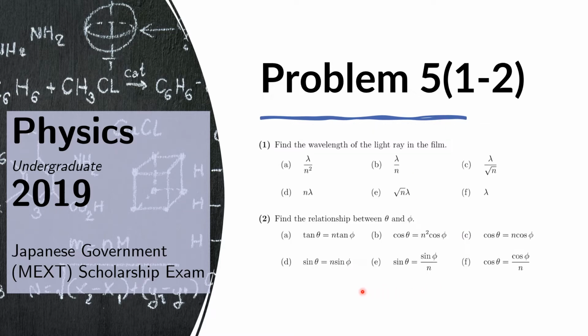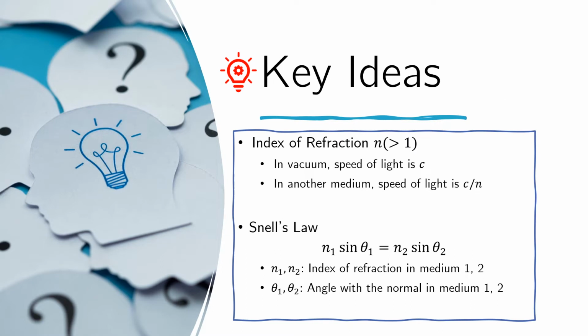The first question is to find the wavelength of the light ray in the film, and the second question asks the relationship between theta and phi. Here are some relevant concepts to this problem. First is the index of refraction, n, which is always greater than 1. In a vacuum, the speed of light is c, but in another medium, the speed of light decreases. It is c over n, where n is the index of refraction.